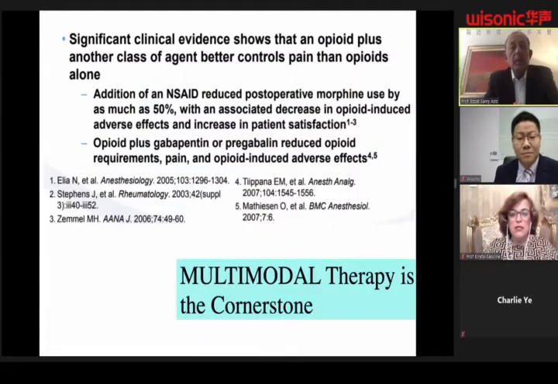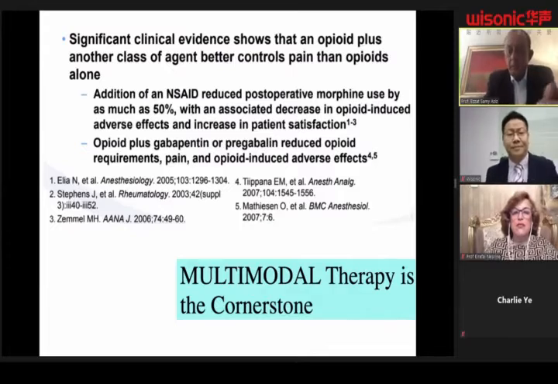So this study showed that there is significant clinical evidence that an opioid plus another class of agents is better than opioid alone. It goes without saying, and it's quite obvious. And there's been lots of research about this. And again, I am saying that preemptive analgesia would decrease the incidence of opioid usage postoperatively and the incidence of chronic pain syndromes 6 months after the operation, which is really something that we should be looking for.